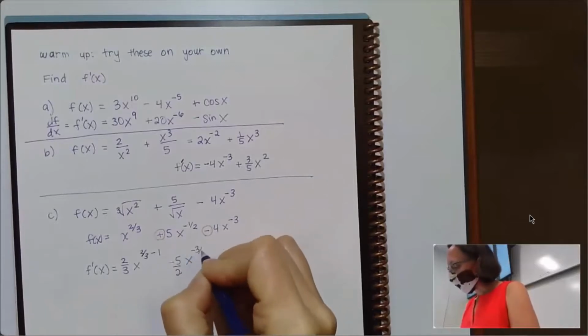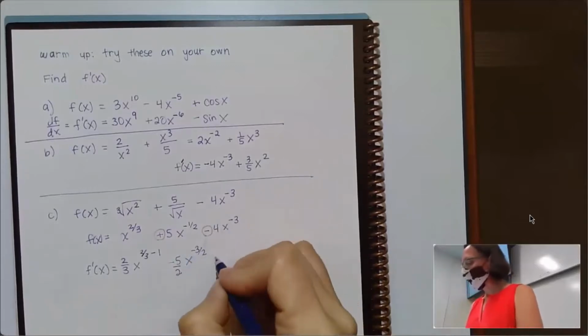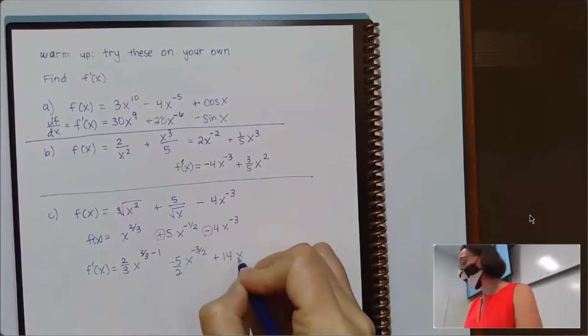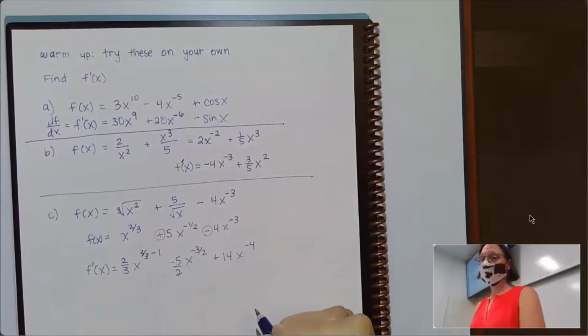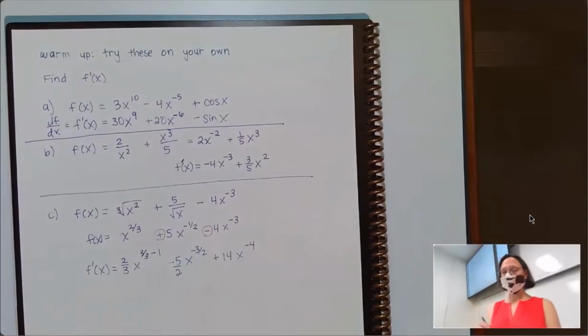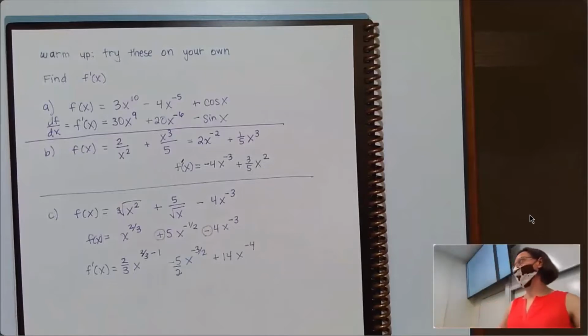So I'm going to know that that's -3/2 minus a minus is going to make that a plus 12x to the -4. I'm going to pause there. I'm not seeing questions in the chat, but I'm pausing for a second just in case, one, I've made a mistake and someone needs to correct me, or if someone has a question for any part of this.